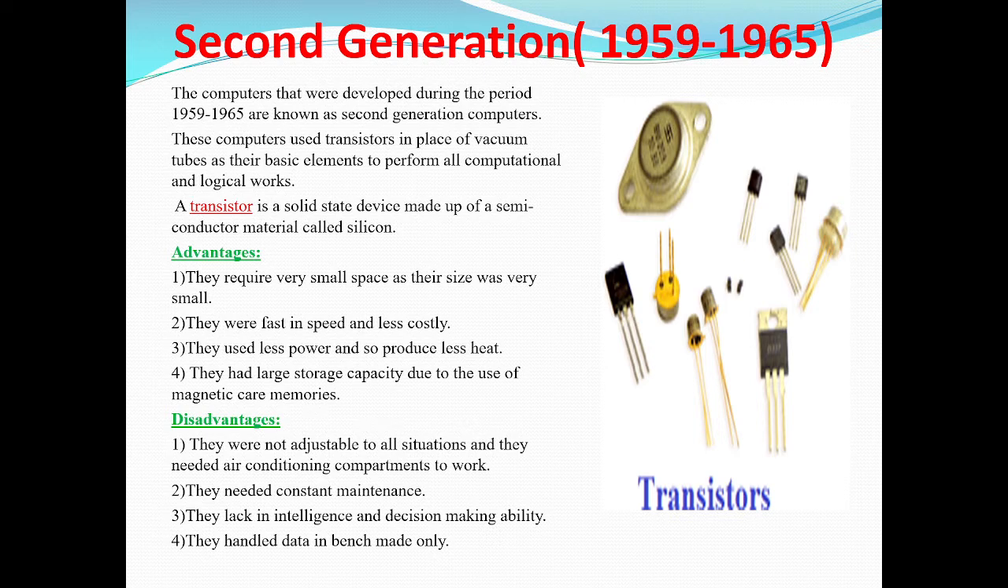Less power and produced less heat when compared with the first generation. And they had a large storage capacity due to the use of magnetic core memories. When you look at the disadvantages of the second generation, they were not adjustable to all situations, and they needed air conditioned compartments to work so that they don't face any breakdowns. They needed constant maintenance, lacked intelligence and decision making ability, and they handled the data in batch mode only.